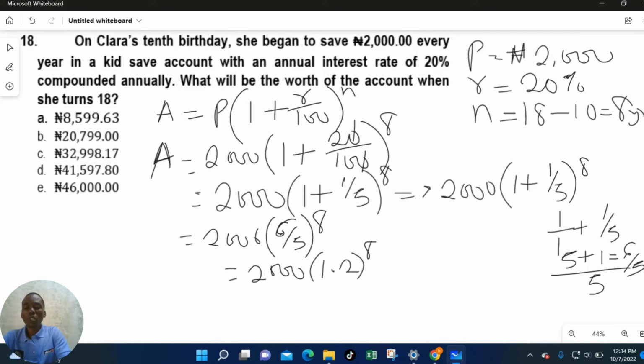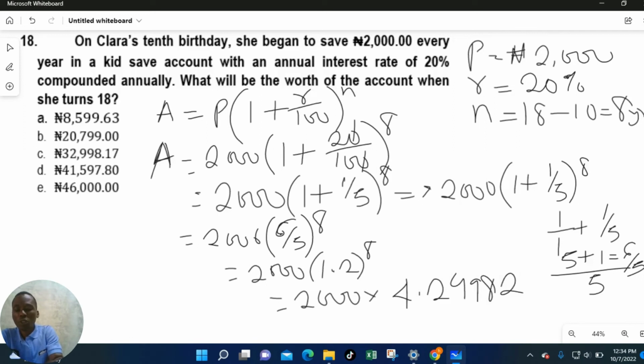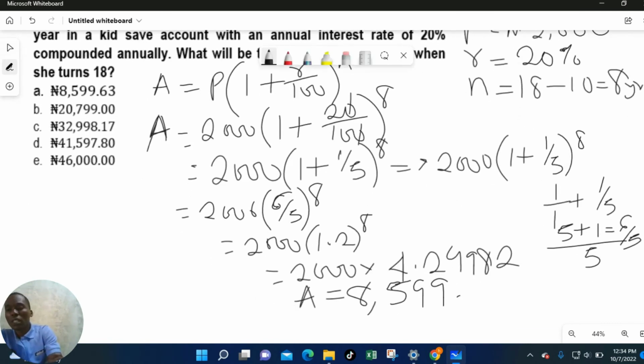That gives us 4.2998. So this will give us 2,000 multiplied by 4.2998. When you multiply these times 2,000, the amount will be equal to 8,599.63. Now this is the solution we are going to get.